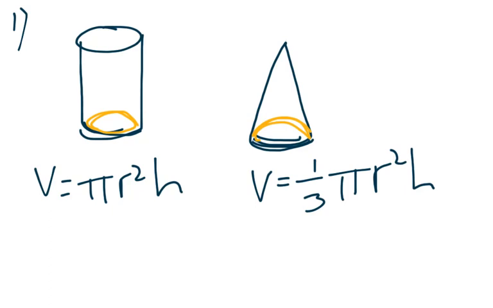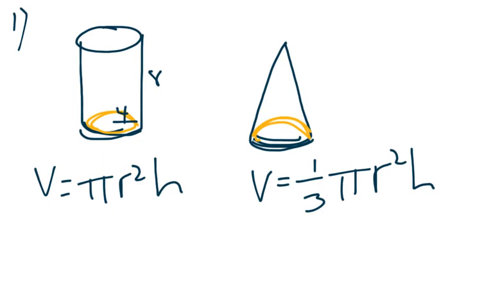In this video, we are looking at the geometric relationships of solids. So let's start with number 1. If you have a cylinder with a height of 8 inches and a radius of 4 inches, and you have a cone with the same height and radius, how many times greater is the volume of the cylinder than the volume of the cone?